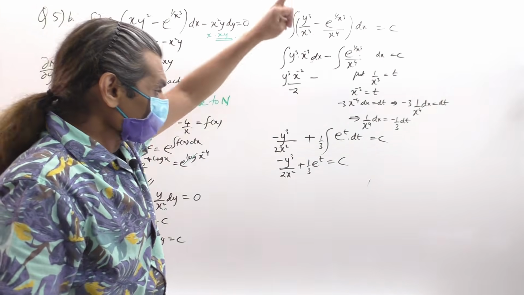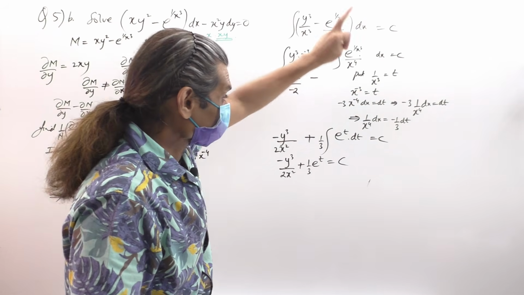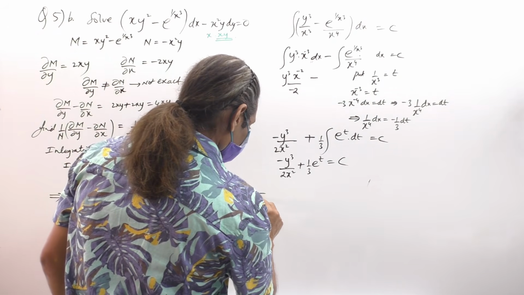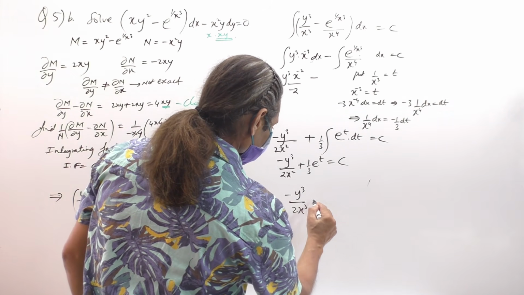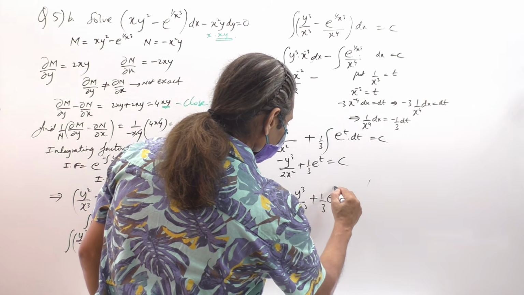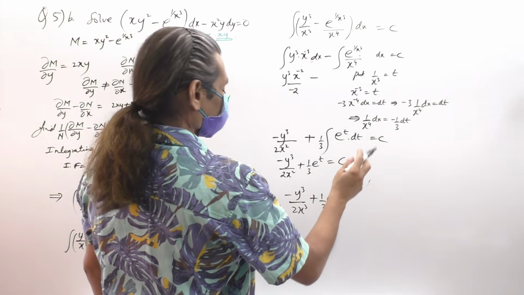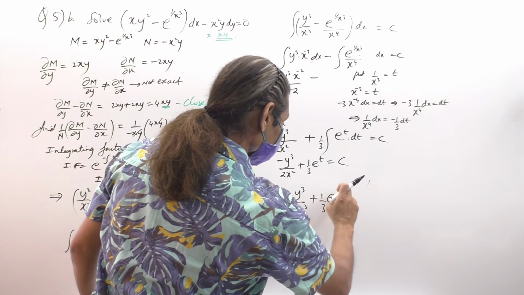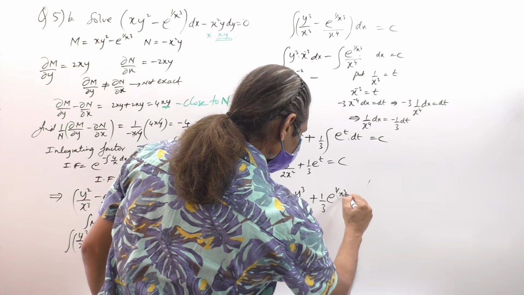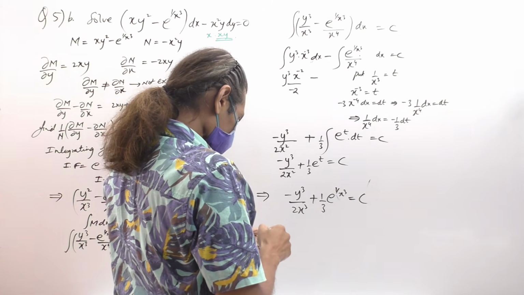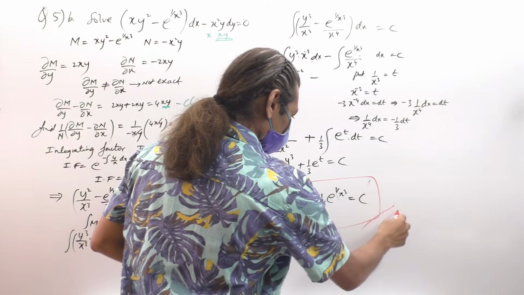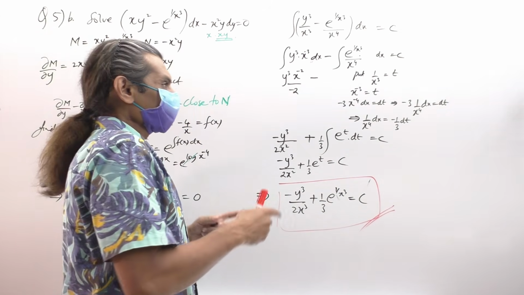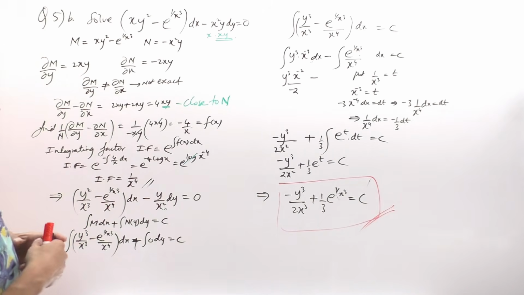But what is e raised to t? What is t? 1 by x³. So the solution is minus y³ by 2x³ plus 1 by 3 e raised to t, where t is 1 by x³, is equal to c. That's the solution. Tricky question. Okay, so practice the integration perfectly. So that's all. Fine. So this is the solution for this exact differential equation, reducible to exact form.